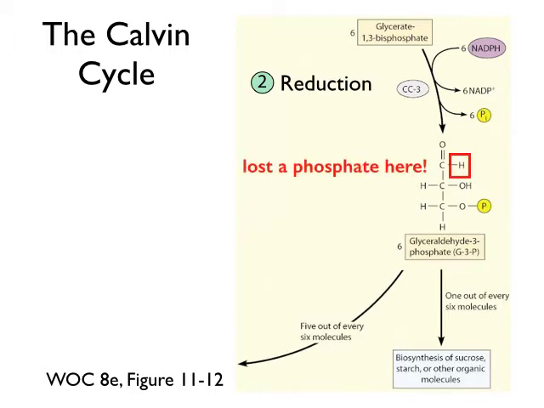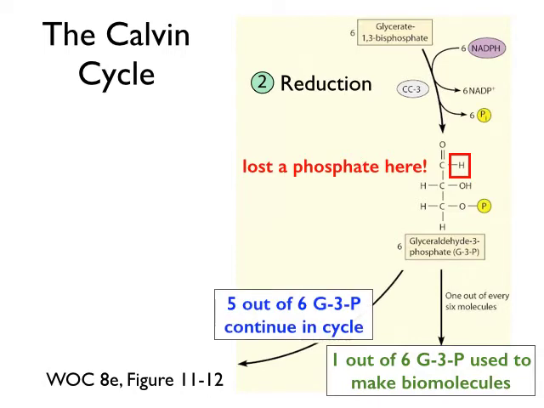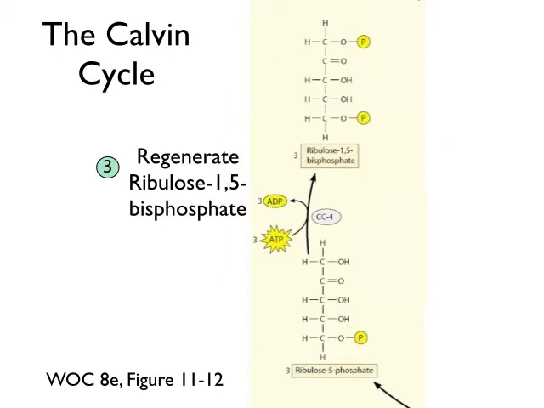So we lost a phosphate, which you can see by the boxed hydrogen there. There was a phosphate there that's been removed. And again, only 1 out of 6 of these 6 glyceraldehyde 3-phosphates are used to make biomolecules. The remaining 5 continue around the cycle, as we've said.